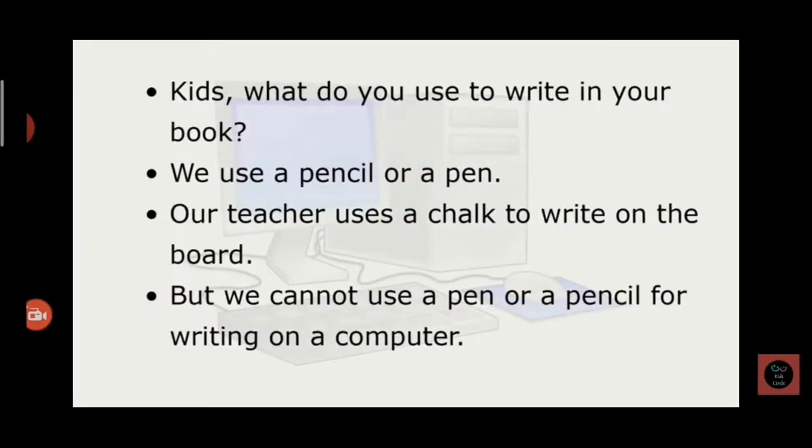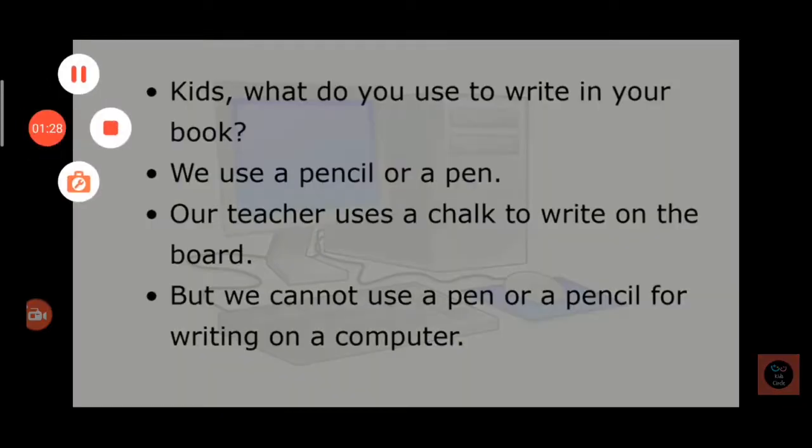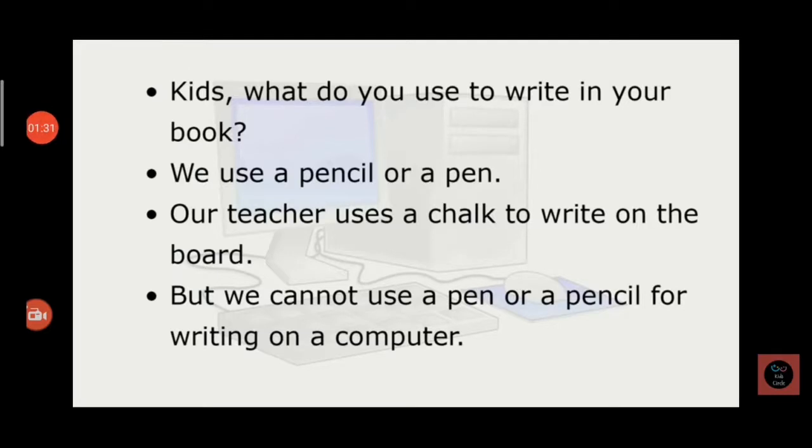So kids, what do you see? What do you use to write in your book? We use a pencil or a pen. Yes, if we want to write something in a notebook, we use pencil or pen for that. Our teacher uses chalk to write on a board. But we cannot use a pen or a pencil for writing on a computer. Yes, we cannot write on a computer, we can type on a computer.